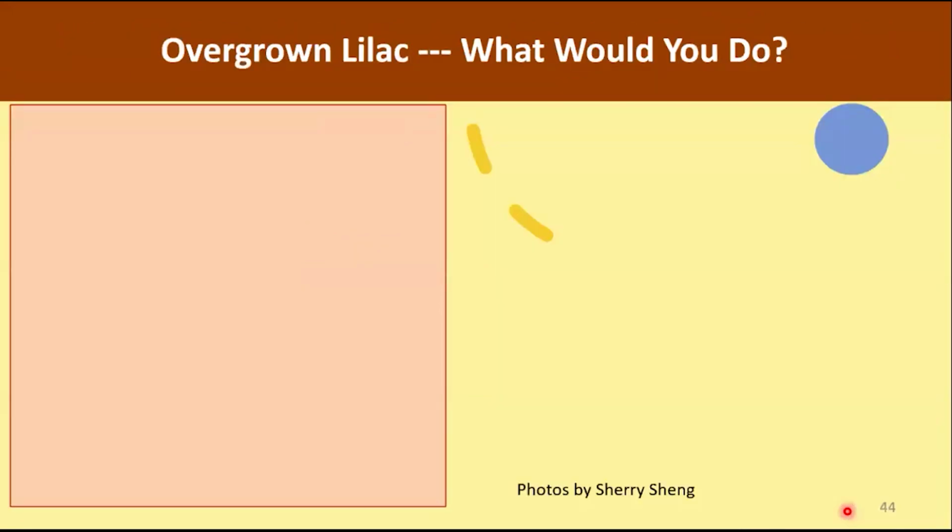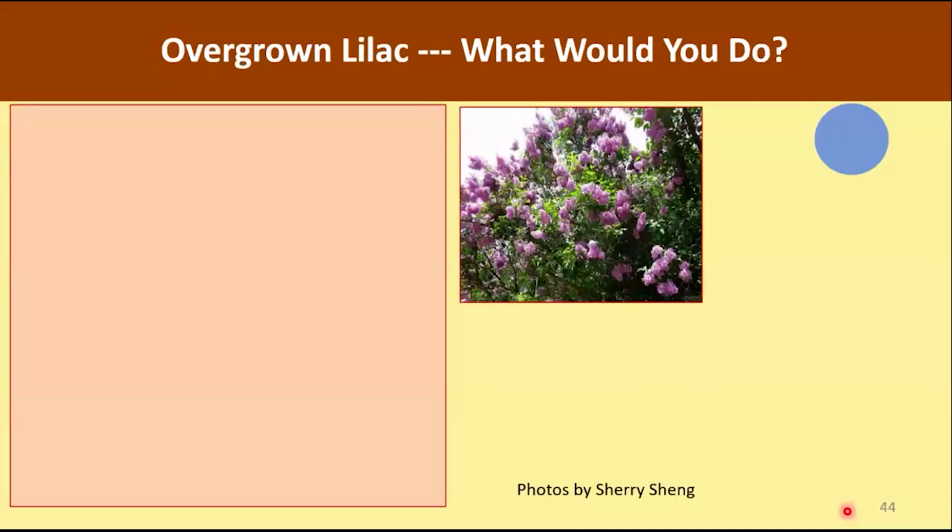Okay, we're going to wrap up with an overgrown lilac at the Fort Vancouver Garden as an example to talk about radical renovation. What if you have an old shrub that is so overgrown and difficult to manage, and the flowers are out of reach?